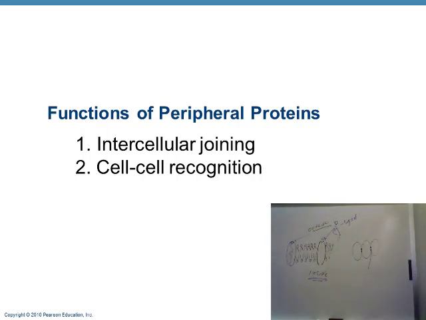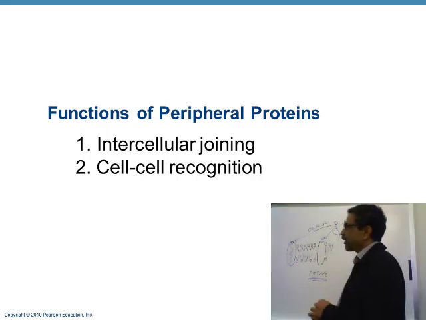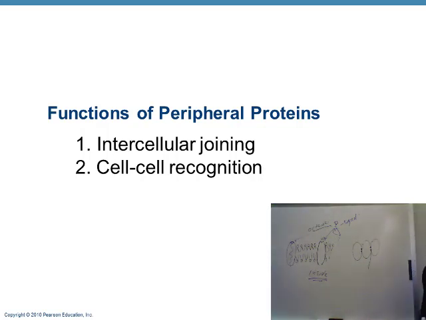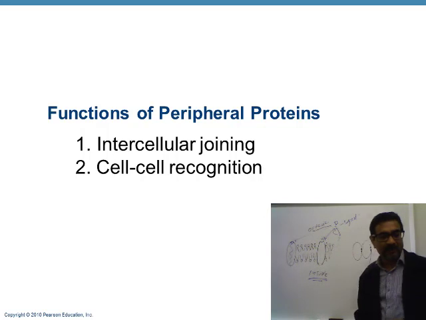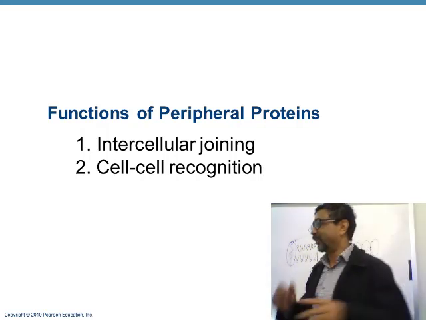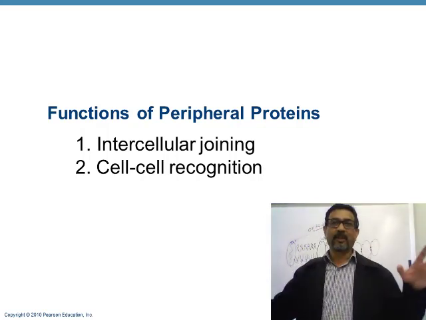There are three types of intercellular junctions. Those are very common in our human body. So we'll talk about those three types of intercellular junctions or joinings. And another important function is cell-to-cell recognition. That is extremely important.